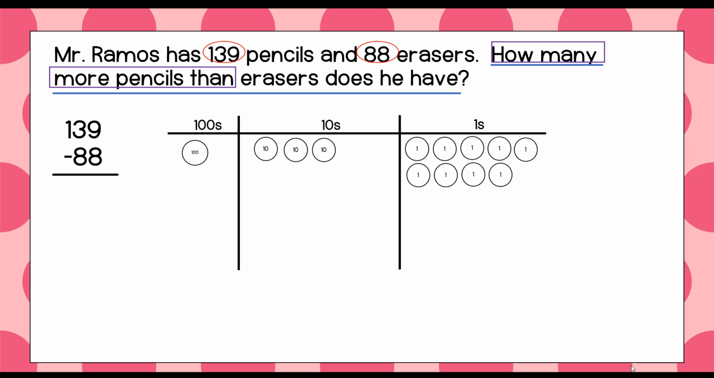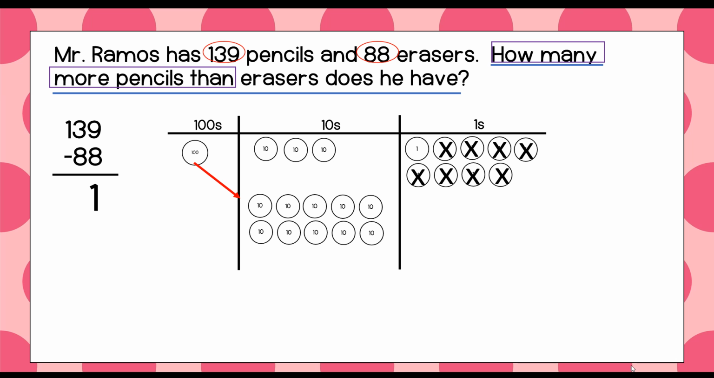I have 9 ones in 139, and I need to take away 8 ones because there are 8 ones in 88. Do I have enough ones? I sure do. I can take away 8 ones and have 1 left over. Now I have 3 10s, and I need to take away 8 10s. That's going to be a little difficult. I don't have enough, but I do have 100, and I know that I can take a 100s disc and I can break it apart into 10 10s.